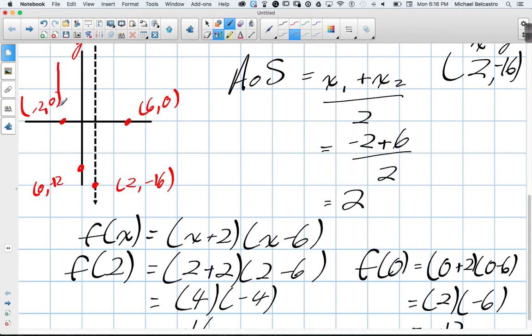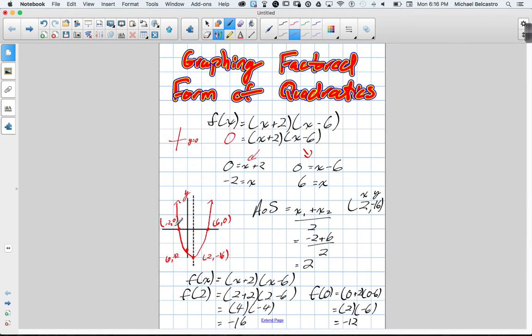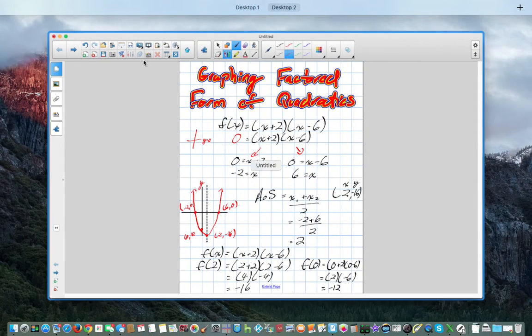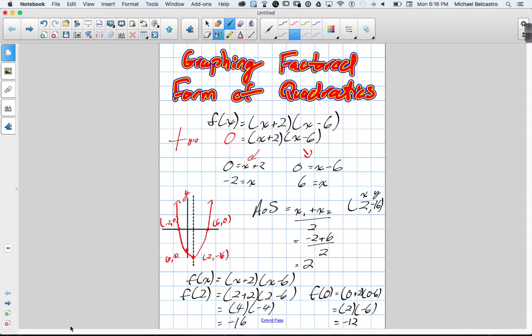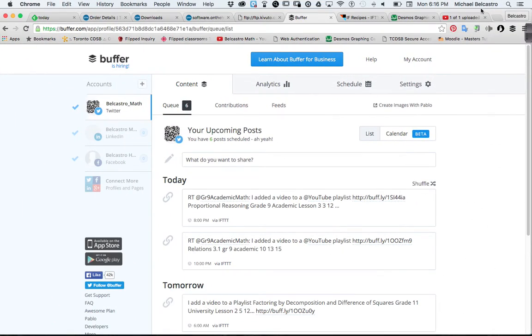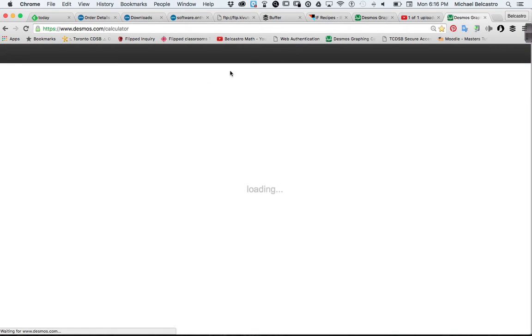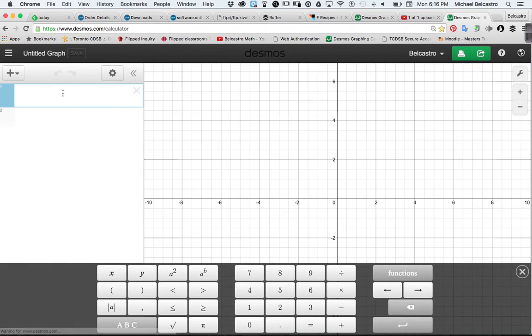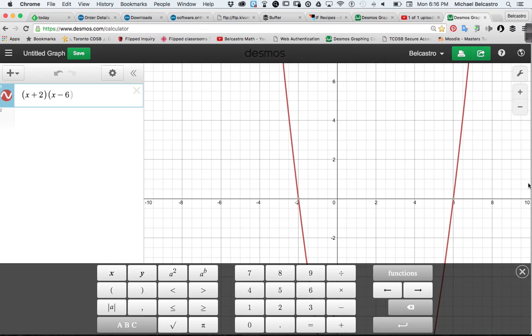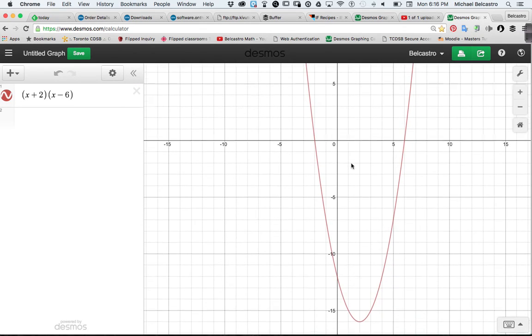So we've set up a rough estimate of what this parabola looks like, and we can check it out on Desmos. Let's see if I can bring it up. It was x plus 2, x minus 6. Okay, so here's our parabola.